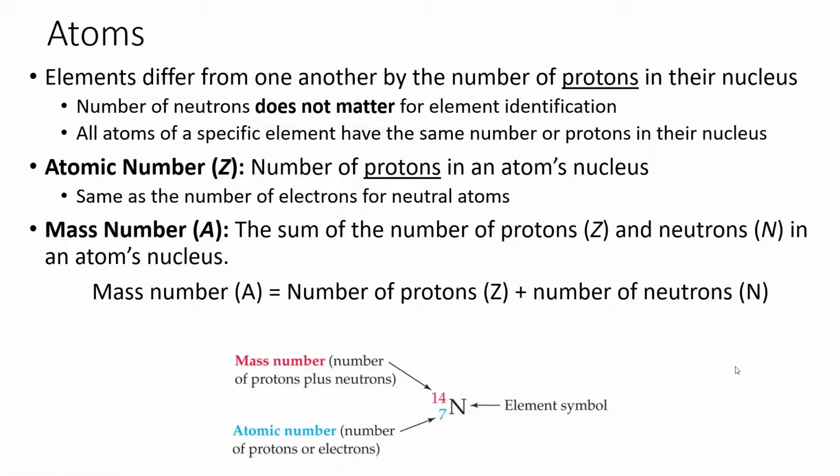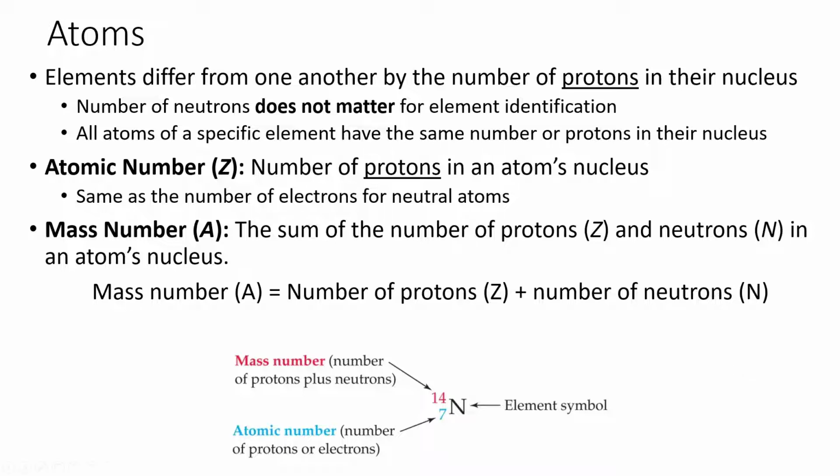So elements differ from one another by the number of protons in their nucleus. So the number of protons that a certain atom has determines what type of element it is. So as I said previously, the number of neutrons does not matter for element identification. So all atoms of a specific element have the same number of protons in their nucleus.